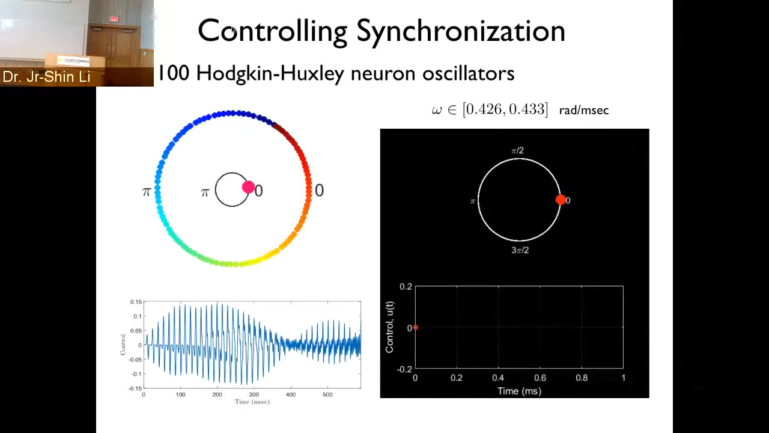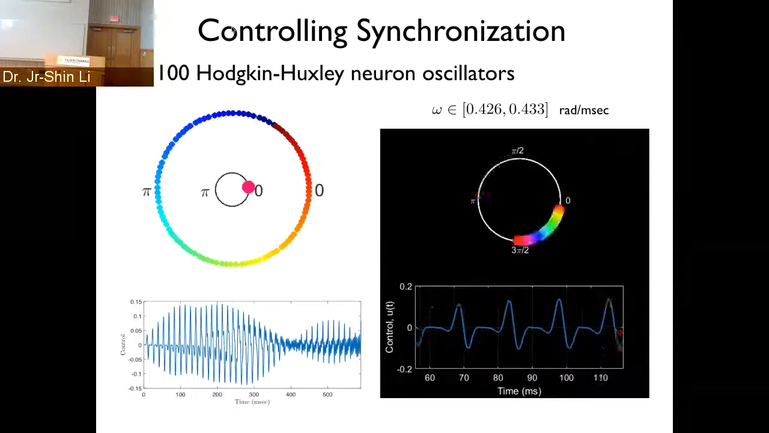So if you take 100 neurons with different frequencies, and I want to create this complete desynchronization pattern, this could be useful conceptually for deep brain stimulation. Because if you want to break the synchrony, this is the most desynchronized case. So you get the idea.